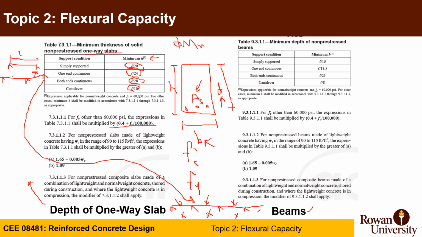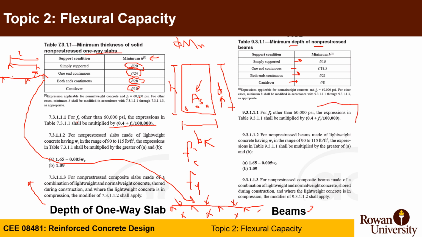For rectangular beams, we have a similar table. Now the table will be 9.3.1.1 with the minimum depth of non-prestressed beams. Similarly, if it's a simply supported beam, you take the span, but now you divide it by 16 instead of 20. One end continuous, you take the span divided by 18.5. If it's continuous from both sides, it's the span divided by 21. And if it's a cantilever beam, it will be L divided by 8.